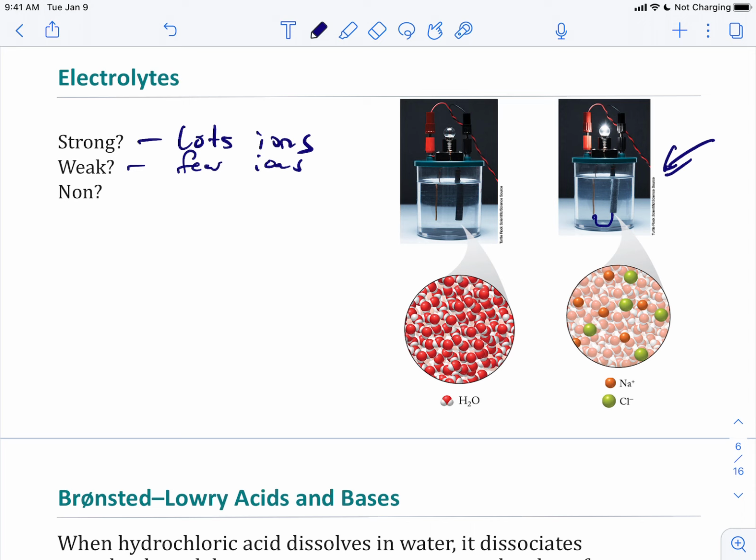Non-electrolytes are going to be substances that produce no ions. And obviously your molecular compounds don't produce any ions. So if I dissolve, say, carbon dioxide in water, well, I don't get any ions. If I dissolve sugars, they are molecular compounds. Glucose is C6H12O6.